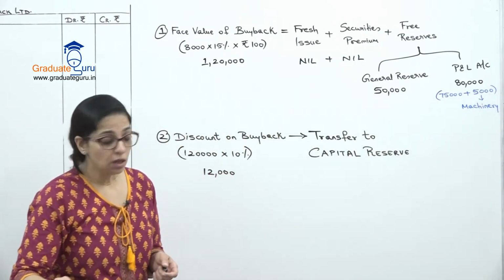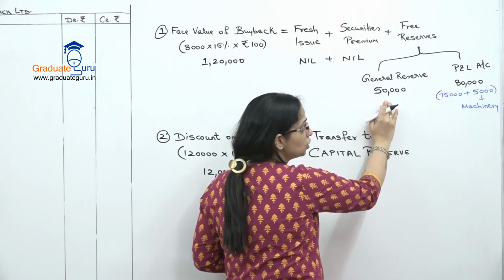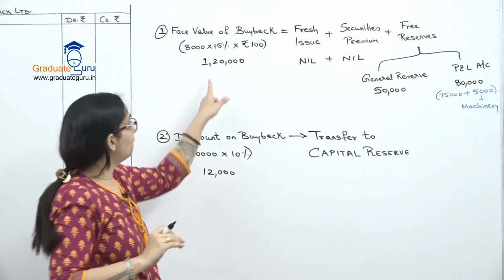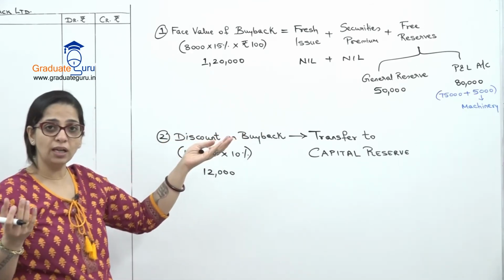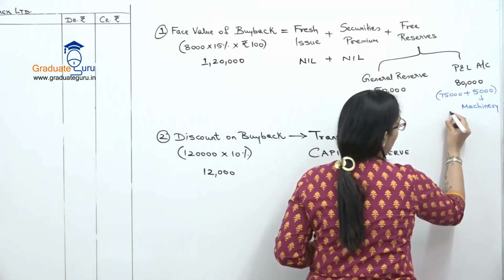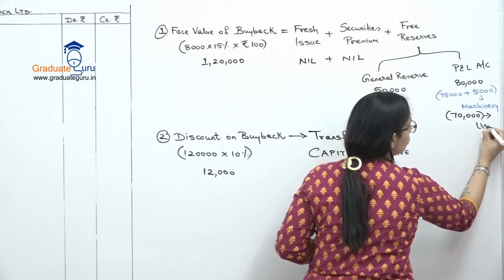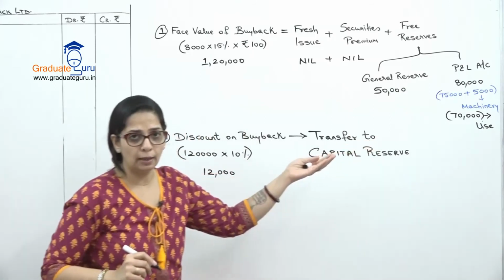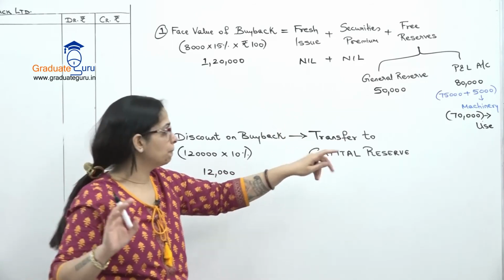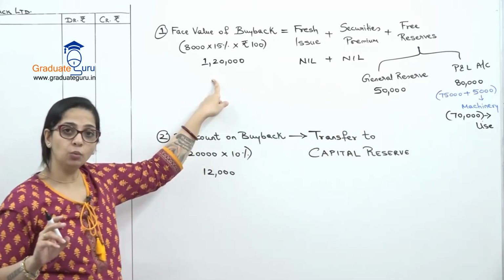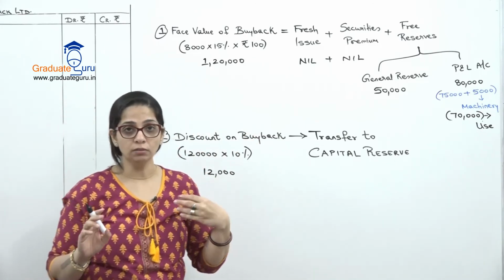Okay. So, I have 80,000 in P&L, but how much do I need? I already have 50,000 from general reserve. My total is only 1,20,000. So, how much will we use from P&L? Only 70,000. So, I am writing that over here. This is what we are actually going to use from P&L. Though my balance is 80, what I will use is 70 because we need only that much. So, 70 plus 50, we will get 1,20,000. This discount is accounted separately. So, now let's go to our entries.